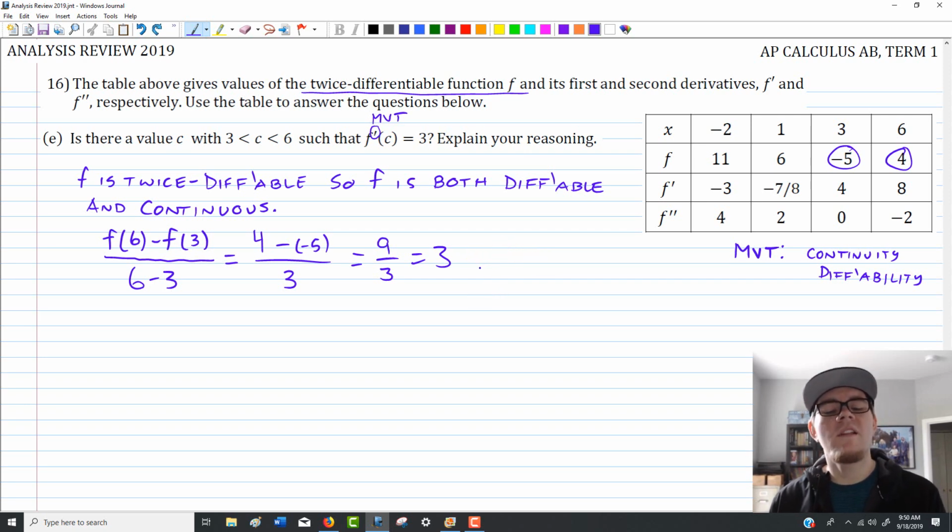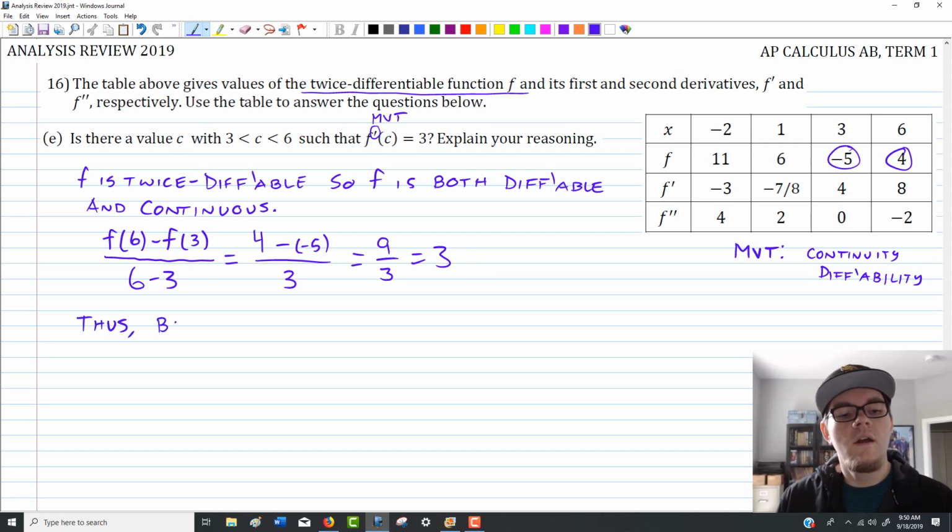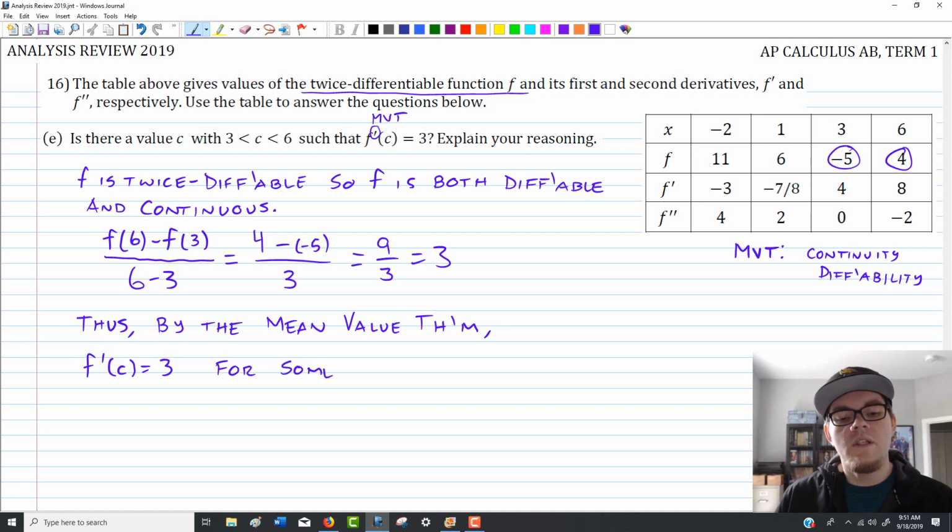So to wrap this up, there's nothing else we have to do. We just have to state that it's a thing. So from here, we can then conclude, thus, by the mean value theorem, and again, I would accept MVT, but mean value theorem is nice to have formally sometimes. Thus, by the mean value theorem, f prime of c equals 3 for some c in 3 to 6. And there is our work.